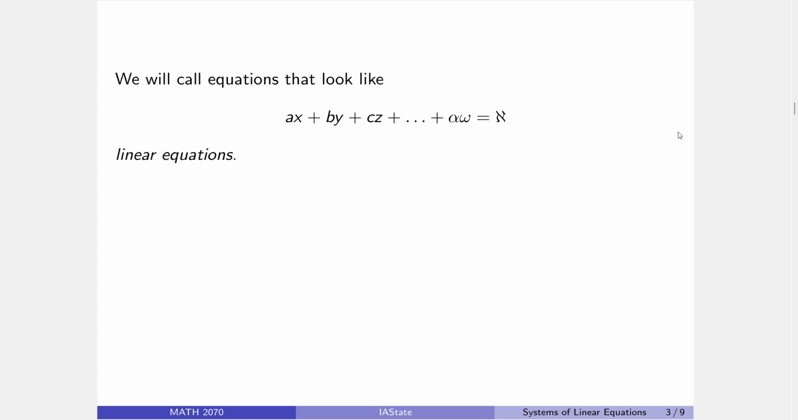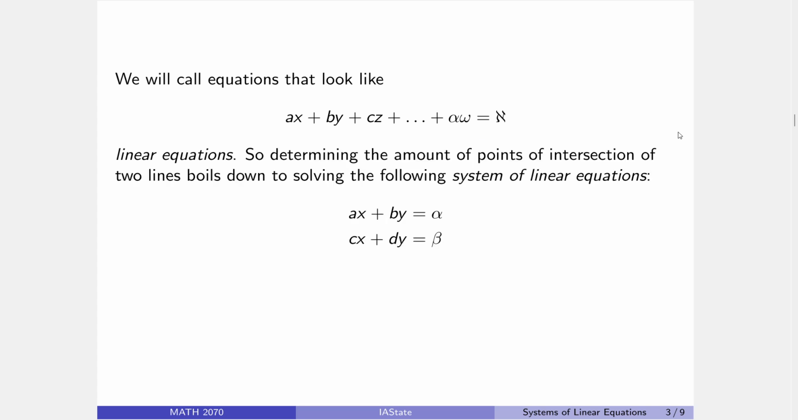All right, so that means now, if I wanted to talk about how I would find the number of points of intersection of two lines, I have the following system of linear equations: ax plus by is equal to alpha, and cx plus dy is equal to beta. So this represents the equation of one line, and this represents the equation of another. So, hey, there we go, systems of linear equations.